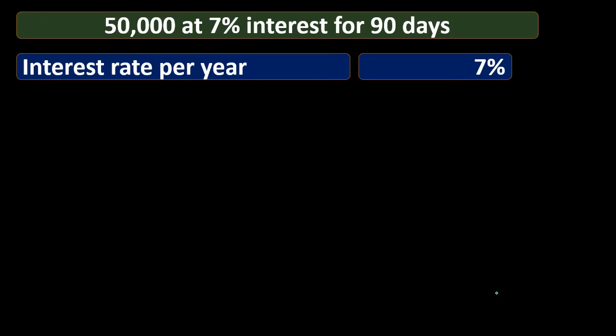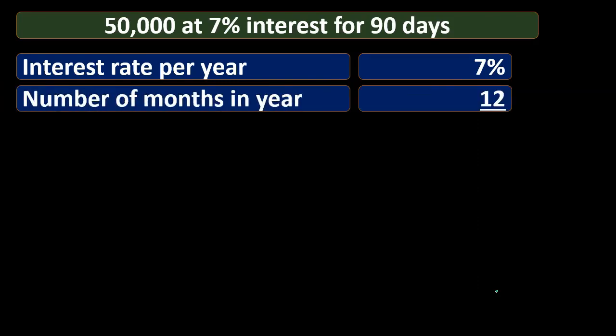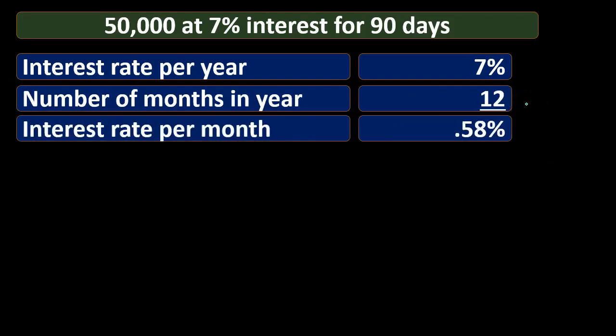Okay, so we're going to take that same interest, 7%, break it out to a monthly rate. So 7% divided by 12 gives us that 0.58%. Once again, this is rounded, same spot we were at last time. We now have a monthly percent.